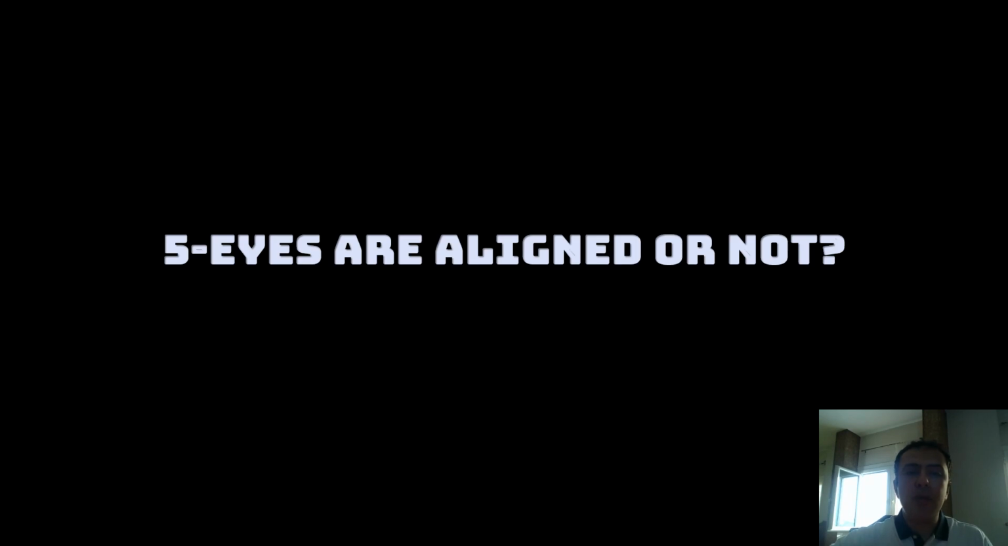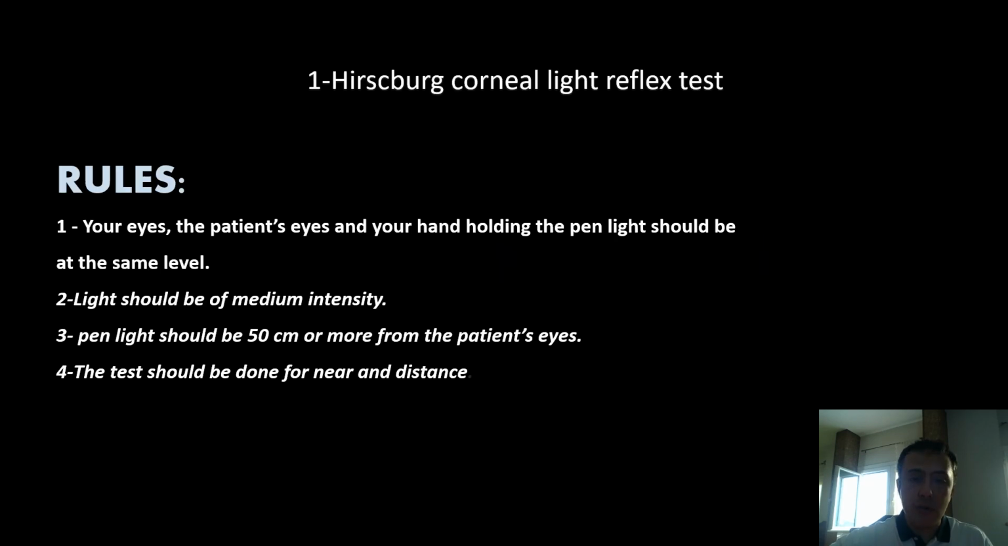Our last topic is how we can assess the alignment of both eyes and how to rule out strabismus. Our first test to use is the Hirschberg corneal light reflex test. Usually we do it using our pen light torch. It shouldn't be very high intensity or low intensity. It should be located about 30 to 50 centimeters from the child's eyes, and it should be on the same side of the patient's eyes and on the doctor's eyes.